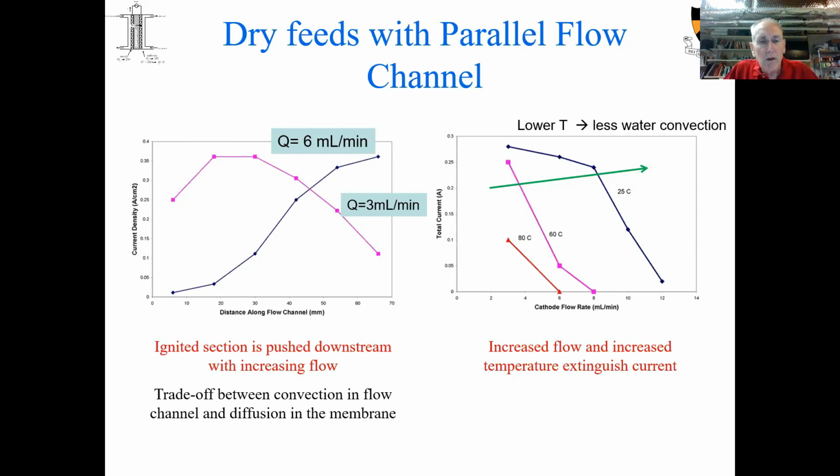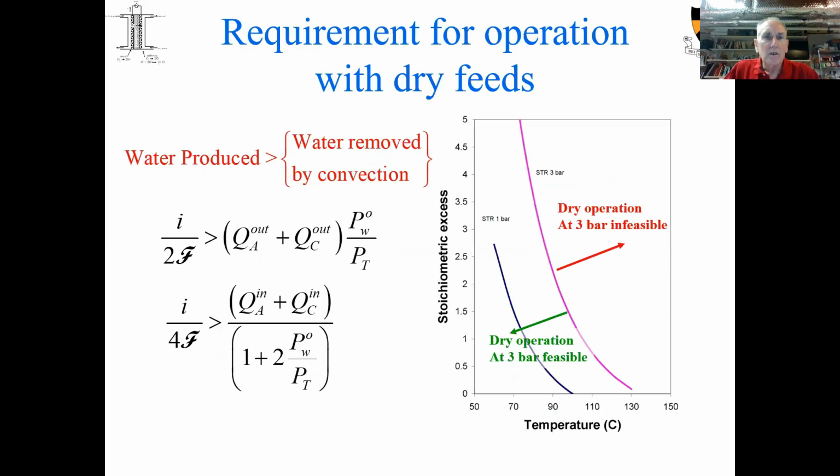This shows the current as a function of position at different temperatures and different flow rates in that flow channel design. And you can see that at high flow rates, you get current near the outlet, but almost none near the inlet. So you get less total integrated current. If you have a lower flow rate, you can see that now you get much more current near the inlet, and you get more total current output.